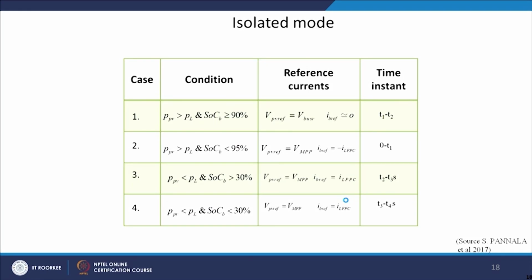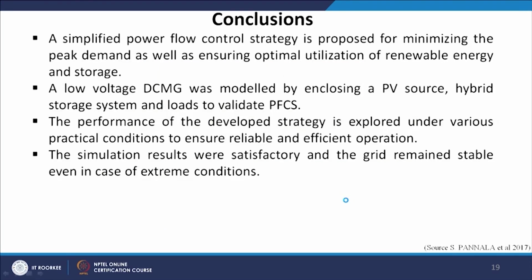To conclude, a simplified power flow control strategy is proposed for minimizing the peak demand as well as ensuring optimal utilization of renewable energy and storage. So what has been concluded? When you have the grid, it may be available, it may not be available. Under both circumstances, my microgrid has to balance its energy by optimally utilizing its own resources from the PV and the storage which is available.